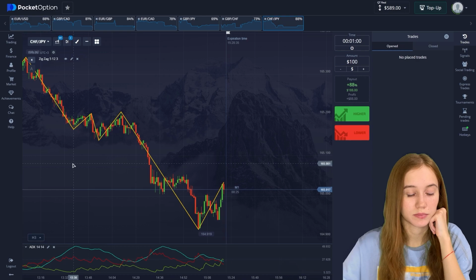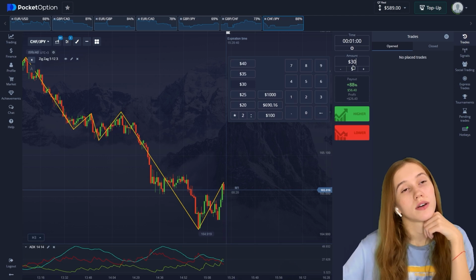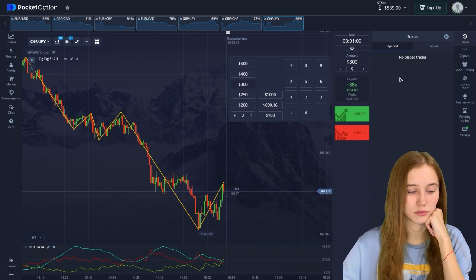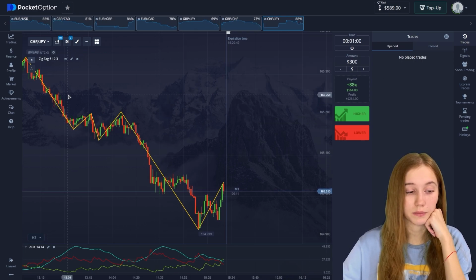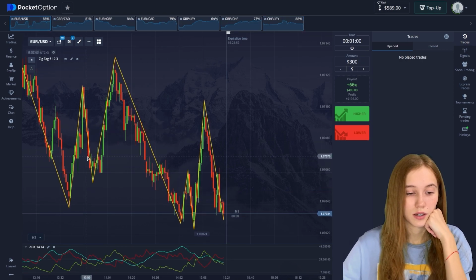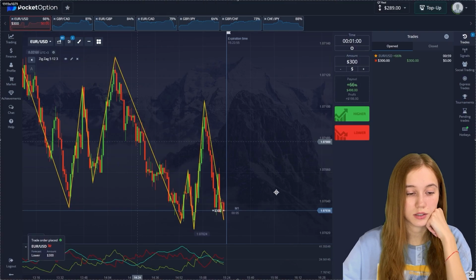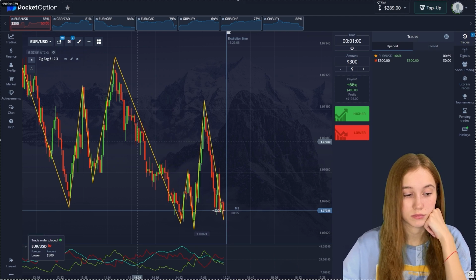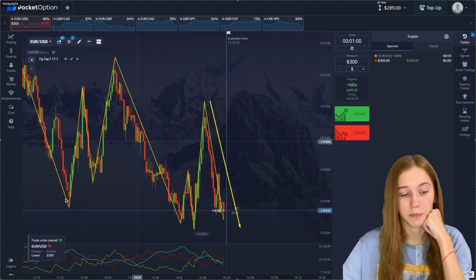So let's move on. Let's set the deal amount to $300. And let's move on to the first concept. Let's go in circles. Our first deal on this concept, let's open down. The chart is going down. Downtrend we see. So what happens next will be a downward trend.